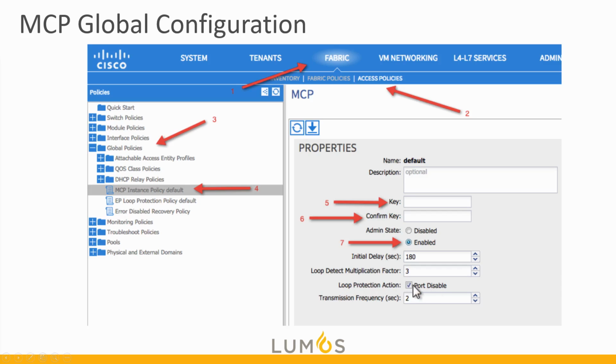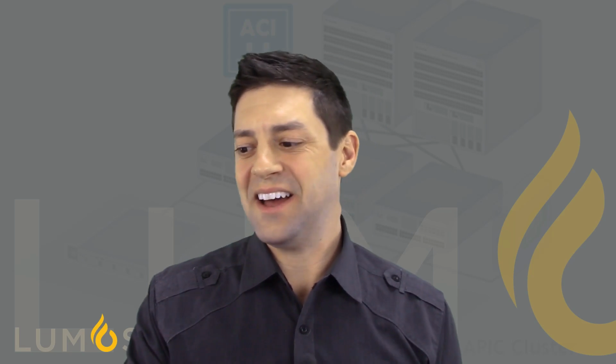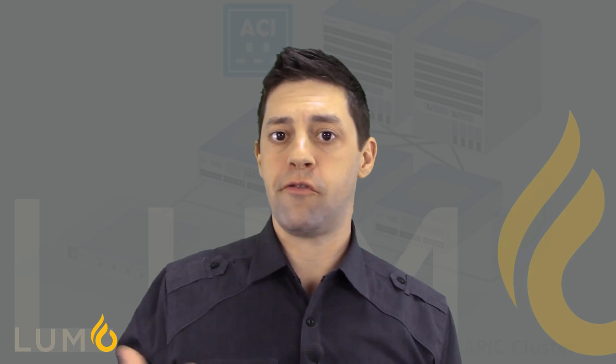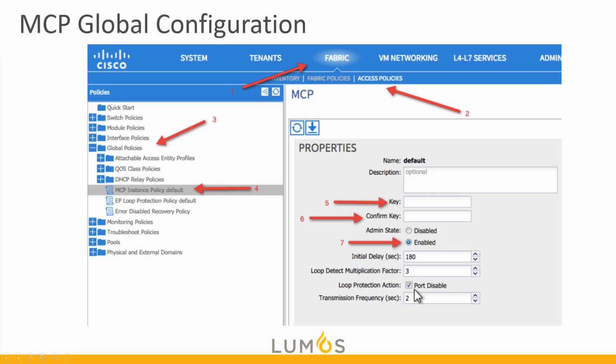If we untick this box, then essentially we'll just log every time we see a loop, but we won't actually disable the port. Now this loop detection multiplication factor, they could have just said how many packets do we need to see, how many looped MCP packets. So MCP is actually a layer 2 frame that gets sent out onto the wire. It's a very, very low overhead, and it requires very low CPU to process.